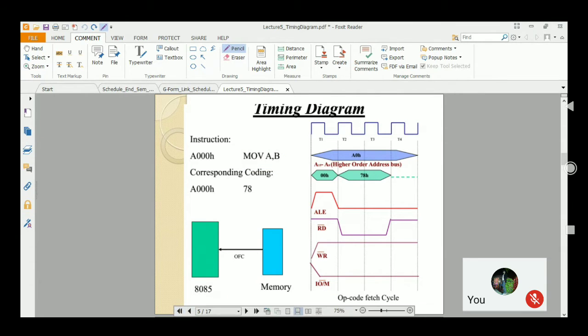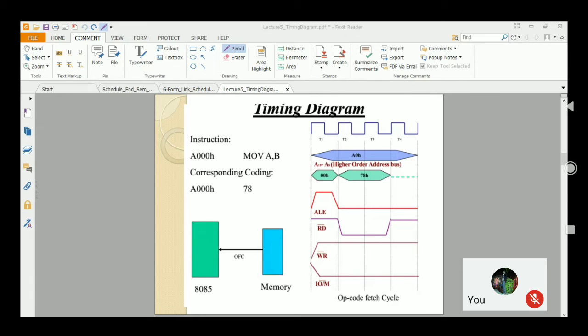So understand this one. If you don't understand this particular part, you will not be able to understand the next slide. This is a simple one. How it is low, how this one is high, and how the timing diagram is drawn, you need to know. Any confusion?